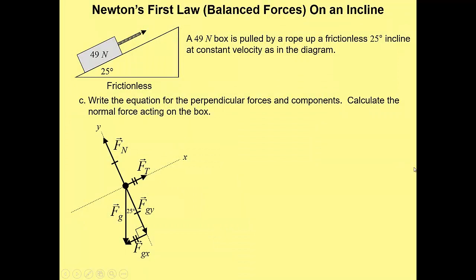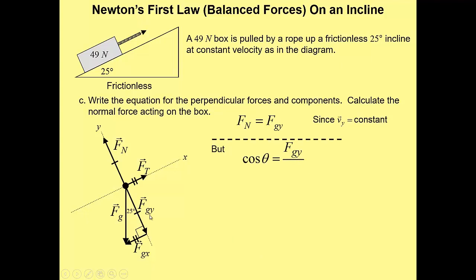Now, part C. Just for kicks, I want to know how big the normal force is. Actually, I have reasons for it, but let's just do it. Now, that's a perpendicular force. So now we've got to write an equation for the perpendicular forces and components, which we already have. We know the normal force has to balance out F_gy because it's not even moving, so it has a constant velocity perpendicular to the incline. Again, just like before, we don't know F_gy, but we can find it because we know F_g and we know the angle. And notice this is the adjacent side to the angle, which means we're going to use a cosine.